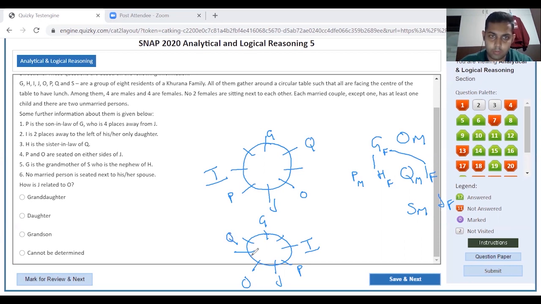So now we have G, H is left, right? H will not be with P, that is definite. G, H, I, J, and S is left, right? So in the males, one, two, S comes here, and S comes here. That means that puts H over here or H over here. So I think we have solved it. So J and O are granddaughter.